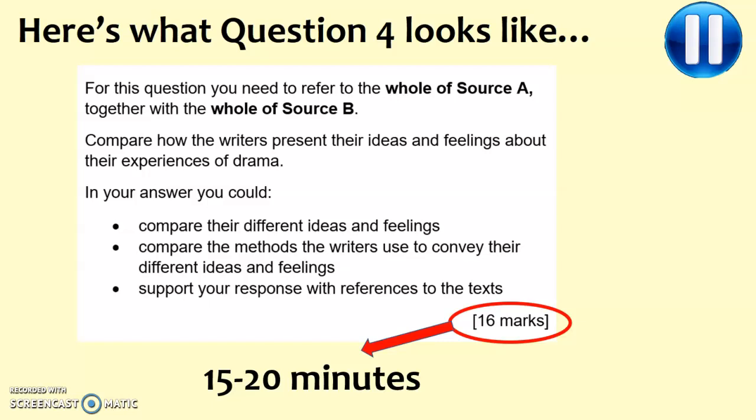Too many students spend too long on the earlier questions, and then they run out of time on this one. So on question 2, which is only worth 8 marks, compared to this one, which is worth double the marks, spend no more than 10 minutes. If you spend 13 minutes on it, that's 3 minutes less you've got on this question, which is worth more marks. So always try and remember that. Spend the right amount of time on the right questions.